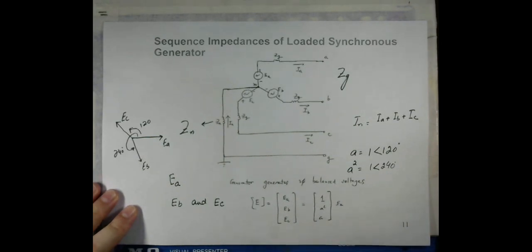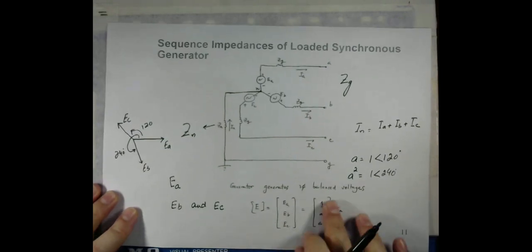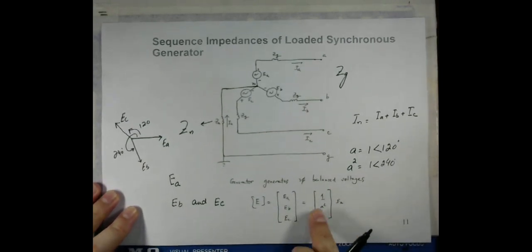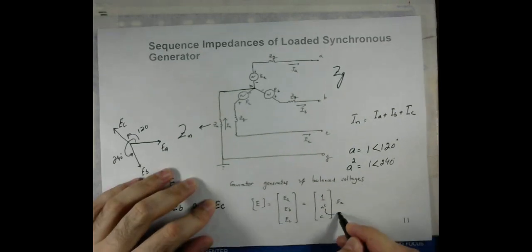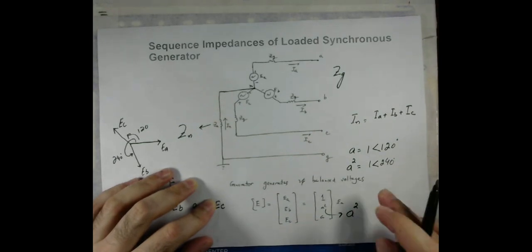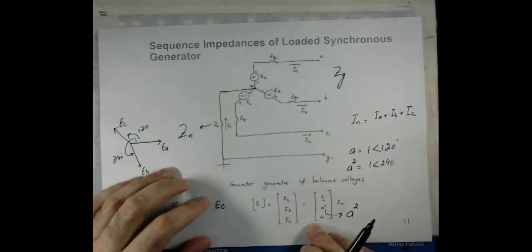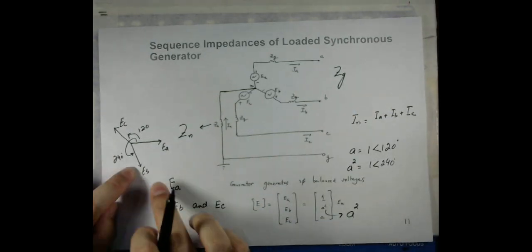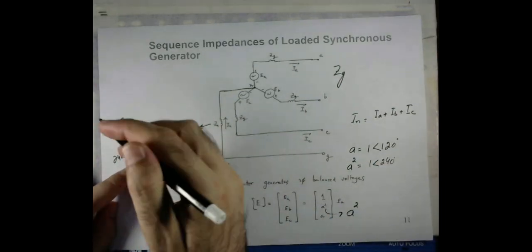So now these three phasors can also be written as a matrix where we have an operator a square. This operator is a square because when it is multiplied with EA, it will shift this quantity by an angle of 240 degrees in the anti-clockwise direction, and we will get EB. And when we multiply EA with the operator a, we will get a shift of 120 degrees.